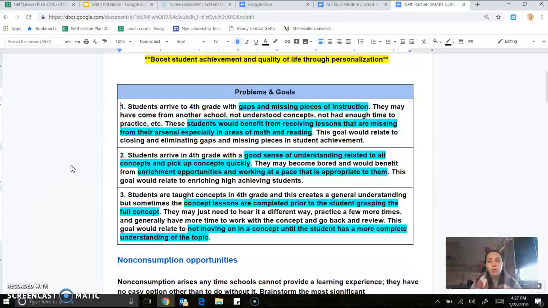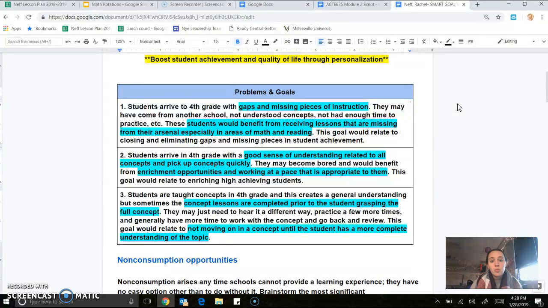So for my core goals, I came up with three problems and how I would relate them to some goals. And those are right here. The first one I have is that a lot of fourth graders arrive with gaps and missing pieces of instruction. In my classroom, students have come from other schools. I have had one new student this year. There are students that have not understood concepts in the past, and then there are also students who just don't have enough time to practice or might need more practice than is given to them in school.